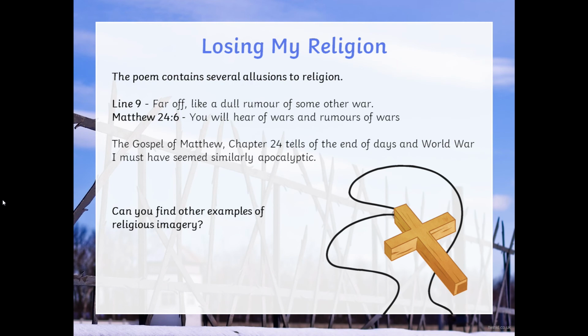the world. Now, if you think about it, to someone like Wilfred Owen, who was a Christian and who knew the Bible quite well, he would be looking at this and probably thinking that this could be the apocalypse, the end of the world. We call it World War One because it was such a massive thing, and this could have been the end of the world to him. Right? I'd like you to read through the poem again and see if you can find any other examples of religious imagery, anywhere where you think that he's talking about Christianity.